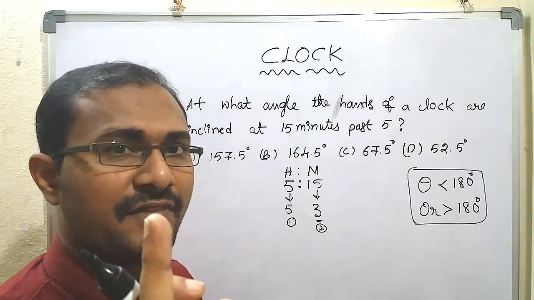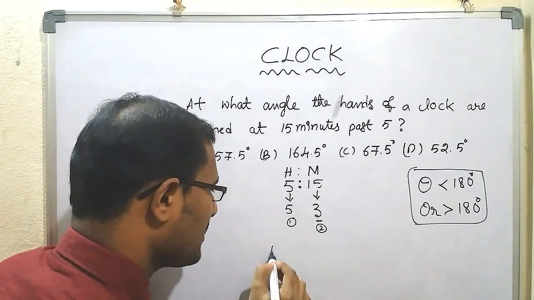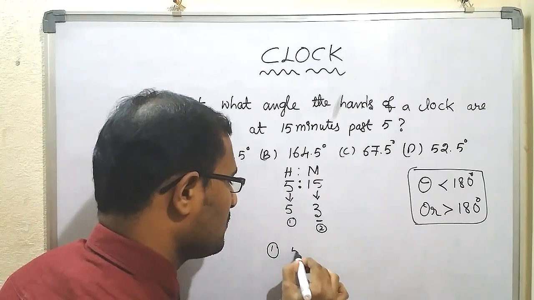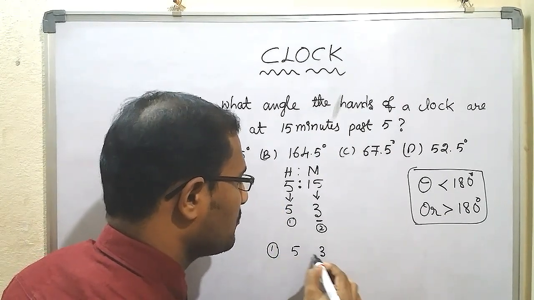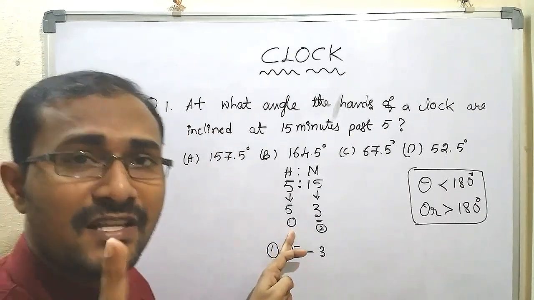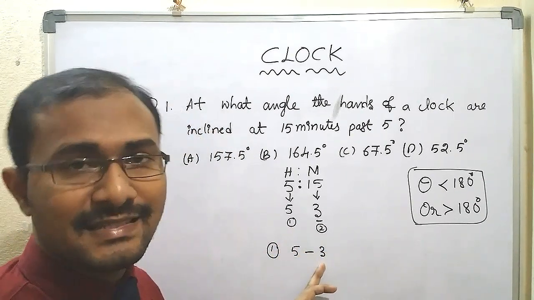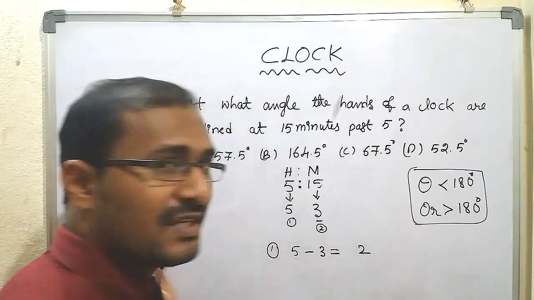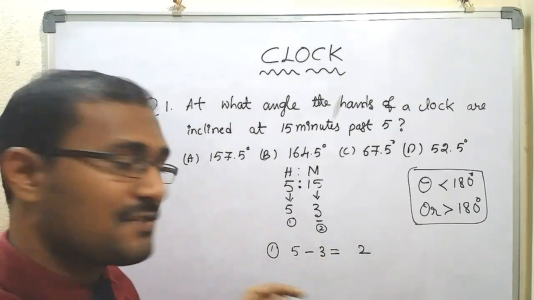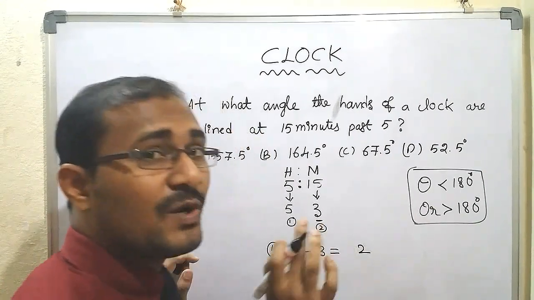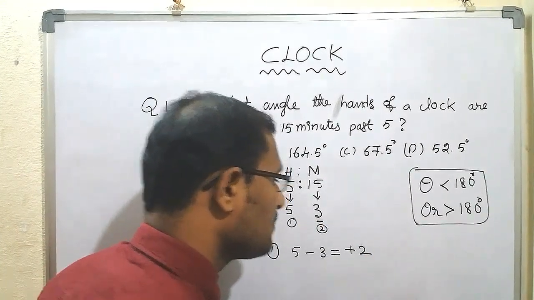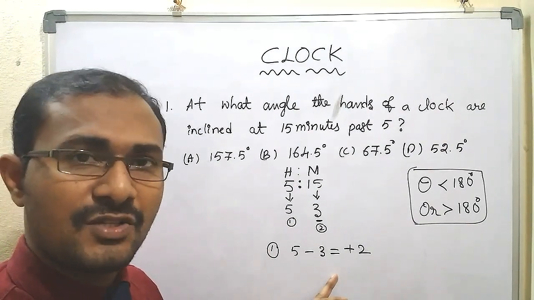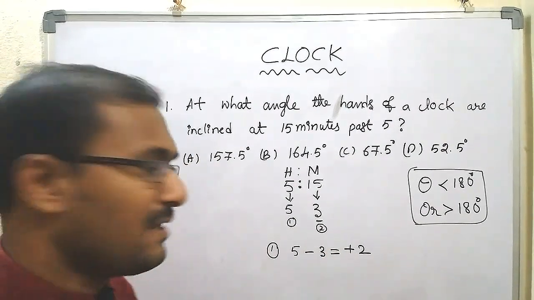Now step number 1, very carefully listen to me. Take 5 and 3. From the first number you have to subtract the second number. What is the value? It is 2. Is it plus 2 or minus 2? It is plus. Remember, the sign is also very important for this shortcut.